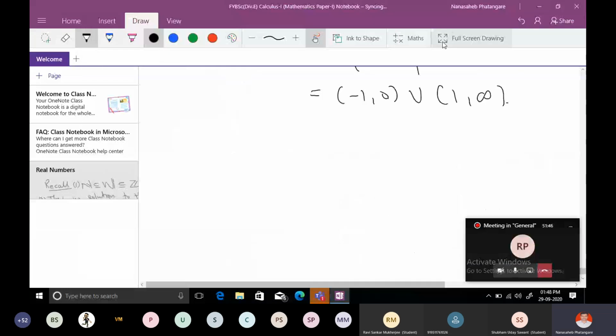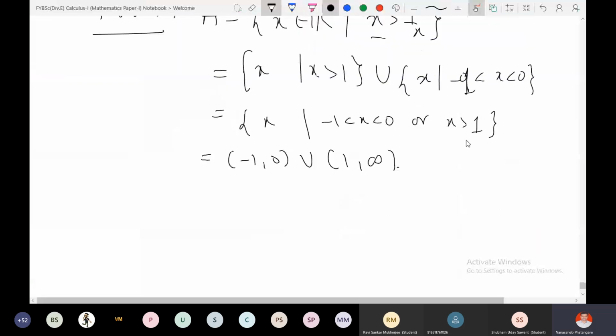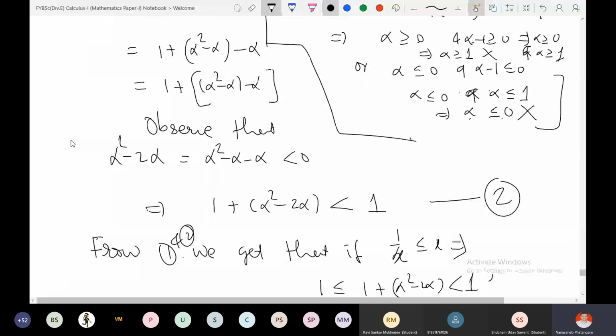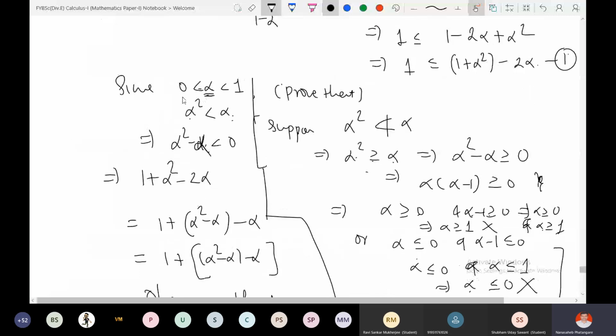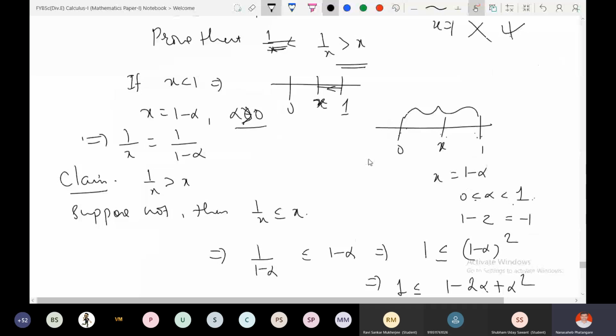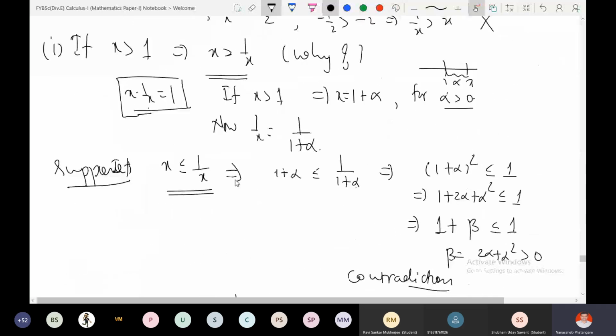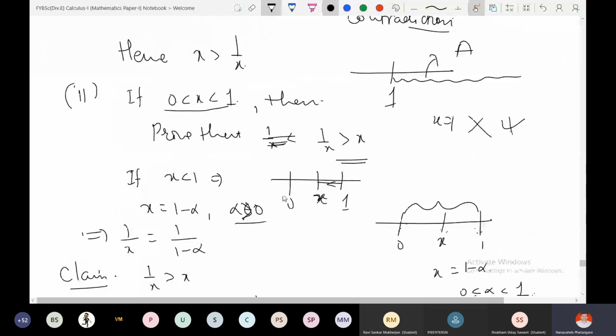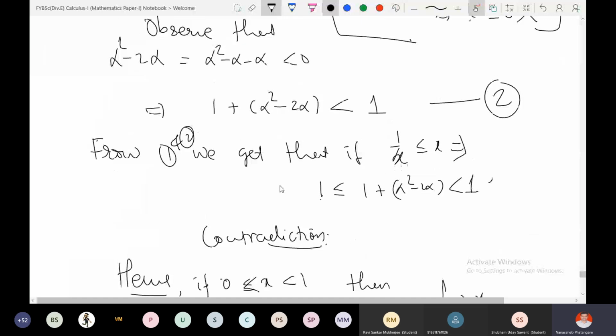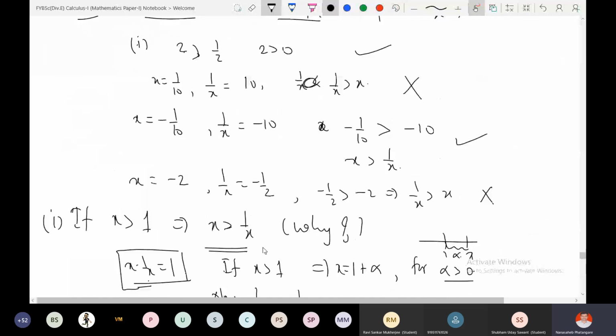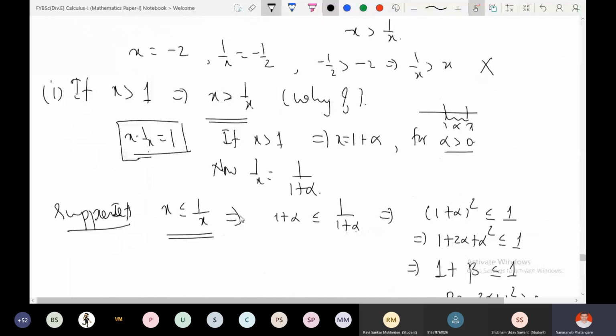So now you think about many such sets, right? The only thing is you have to see that while proving this we have proved many things in between, which we did not prove before. What we proved: if alpha is a number between 0 and 1, then its square is less than alpha. That is what we have proved in this process, right? Many things we proved in this process. And while determining this set, we have proved that if x is greater than 1, then 1 by x is less than x. So many such things we have proved.